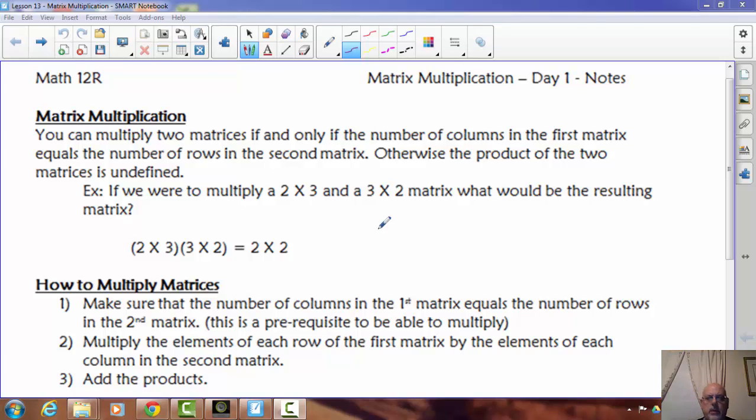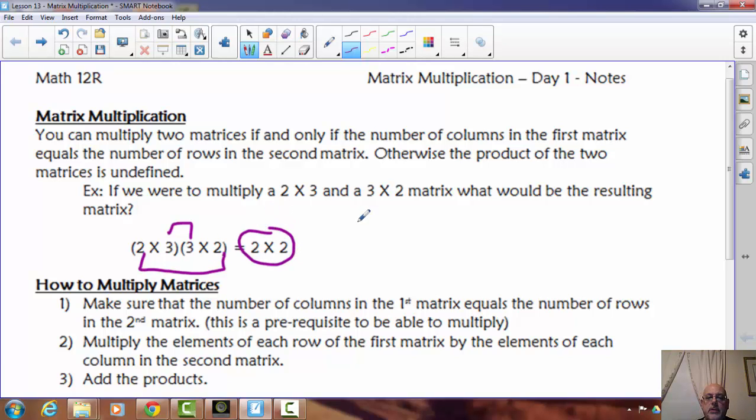As we looked at with adding and subtracting matrices, they have to have the same dimensions. Not so with multiplying, okay? You can only multiply two matrices if and only if the number of columns in the first equals the number of rows in the second. So this one, number of columns in the first equals the number of rows in the second. The resulting matrix is a 2 by 2, which are the two outside numbers.